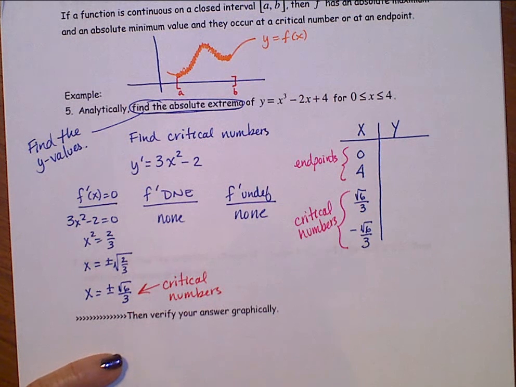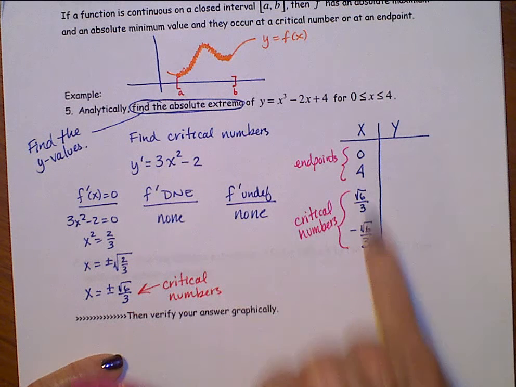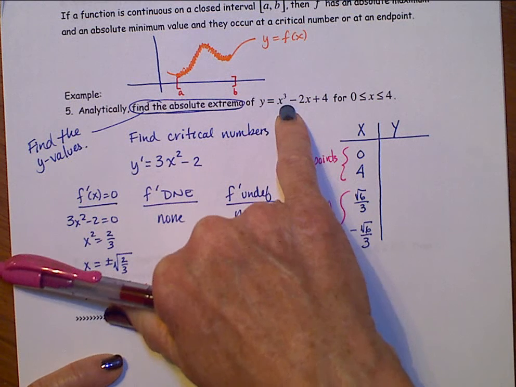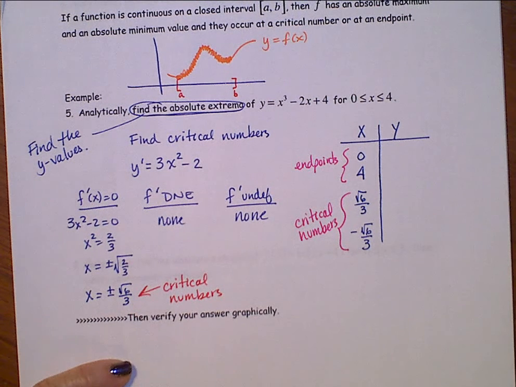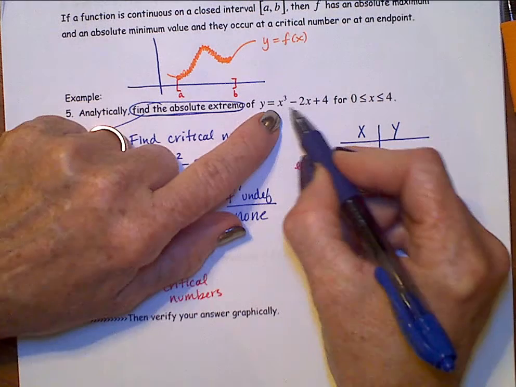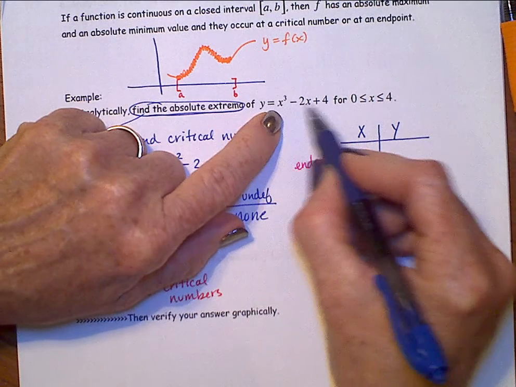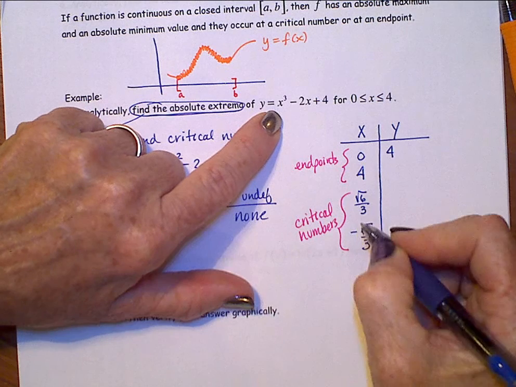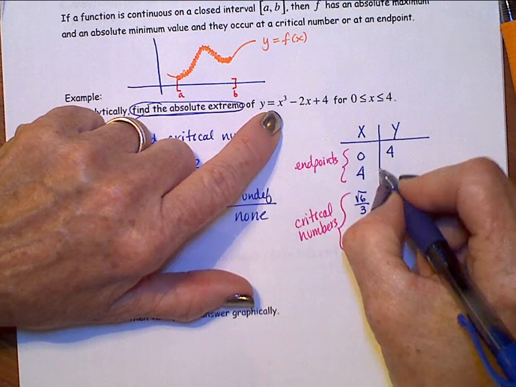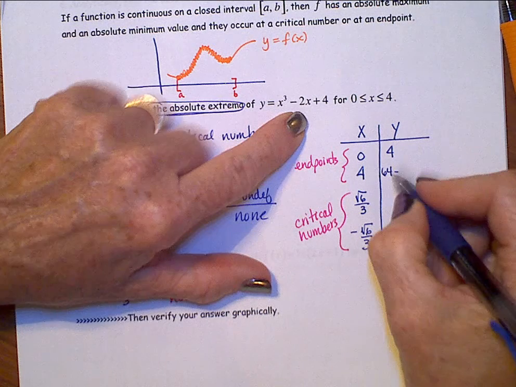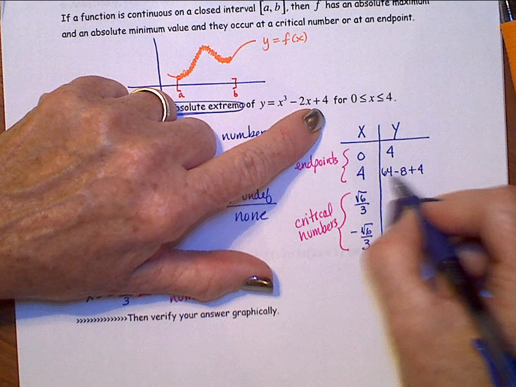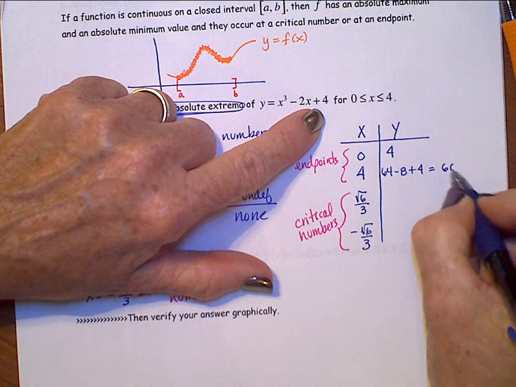All right, now we just take these four values and we'll plug them back into this y equation and see what happens from there. All right, so let's take this 0. Plug this 0 in here. That's easy. That's 4. Plug the 4 in. That's 4 cubed, 64, minus 8 plus a 4. 68 minus 8, that's 60.